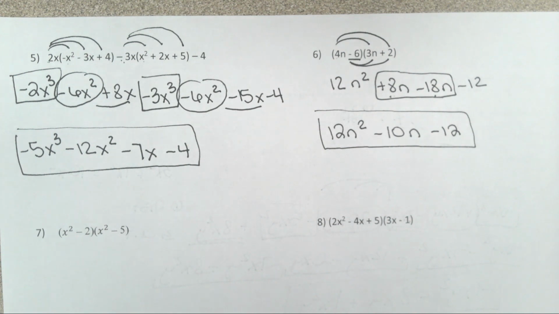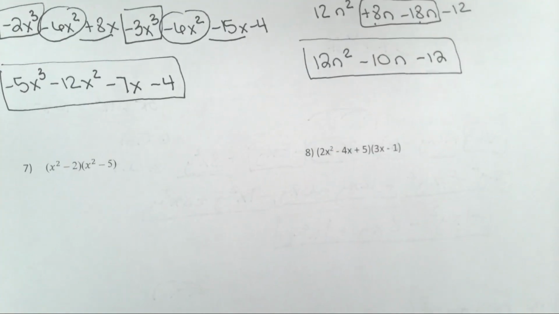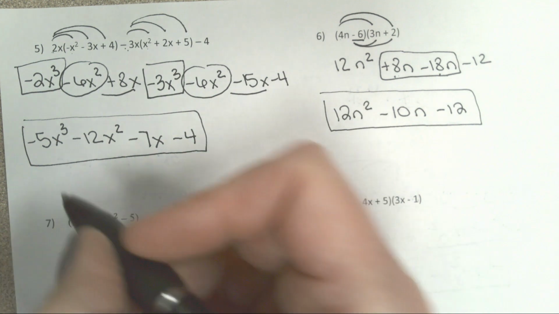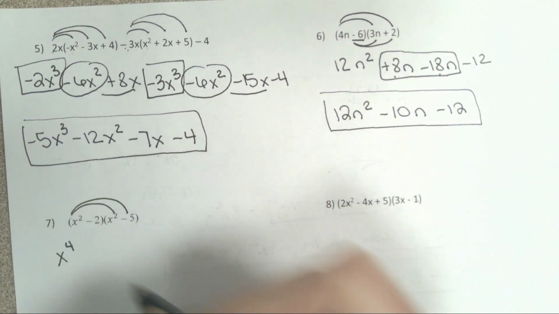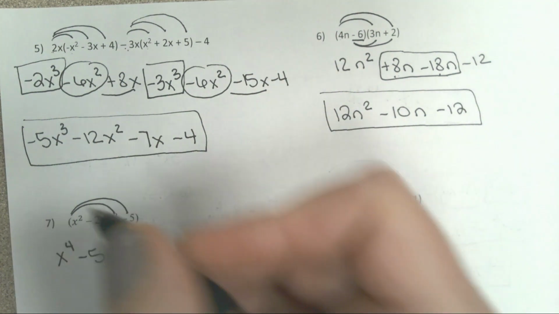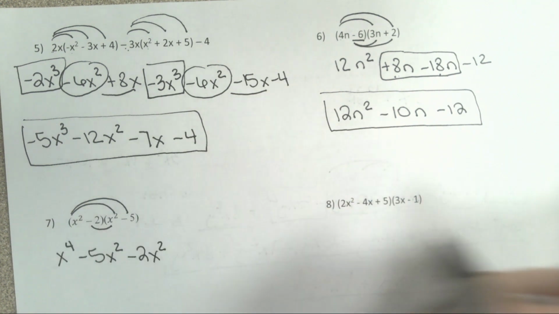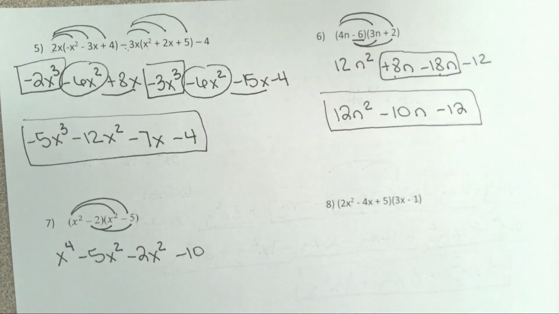Number 7, the only tricky thing is that you have to also remember to add your exponents when you do that one. So I'm going to multiply and distribute it just like I did number 6. So x squared times x squared is x to the 4th, because when you multiply variables, you add exponents. X squared times negative 5 is negative 5x squared. Negative 2 times x squared is negative 2x squared. Negative 2 times negative 5 is negative 10.